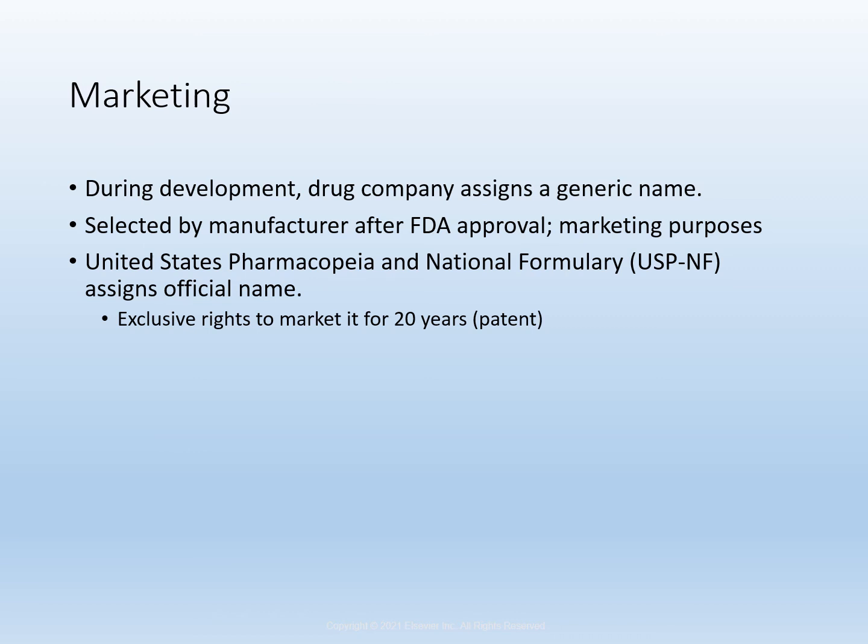During development of a drug, the drug company assigns a generic name to it, so it's selected by the manufacturer after FDA approval, and it's used for marketing purposes. The USP and National Formulary assigns the official name, and that's going to give the manufacturer exclusive rights to market it for 20 years. That's basically a patent on the drug that gives them exclusive rights.